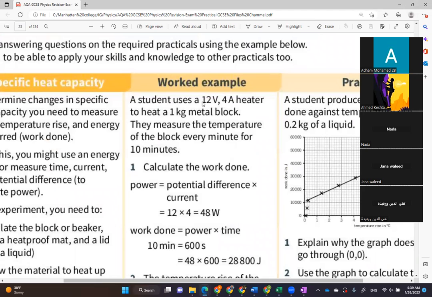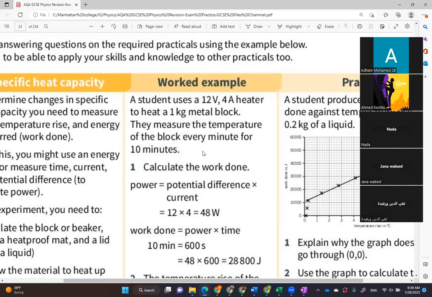A student uses 12 volts for a heater to heat a 1 kilogram metal block. They measure the temperature of the block every minute for 10 minutes. Calculate the work done. So to find the work done, we took from last time, work equals power times time, right? But we don't have power. We have time, but we don't have power.